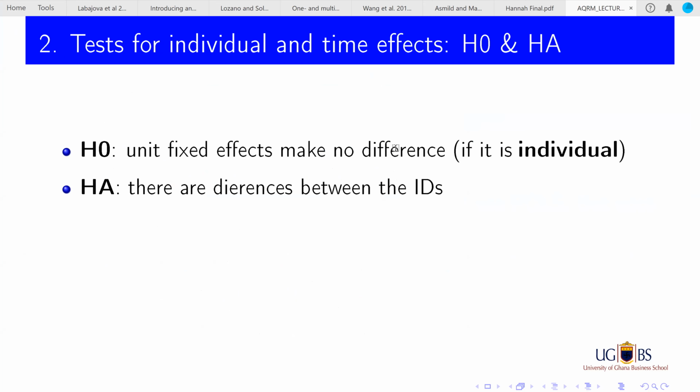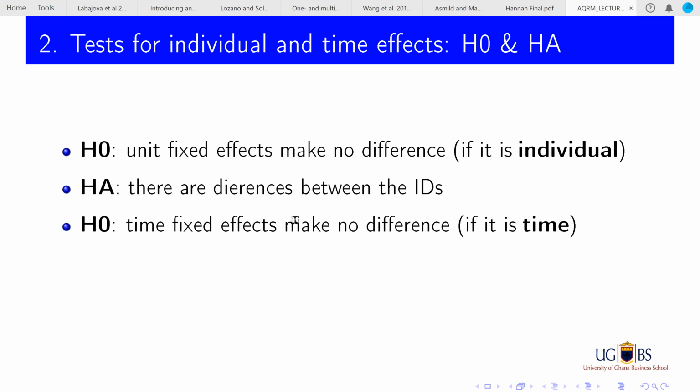The unobserved heterogeneity doesn't matter. And then the alternative says that, hey, hang on, there are differences between the individual firms. Sorry, in this case, individual workers. Okay. You can also formulate a time effect one.